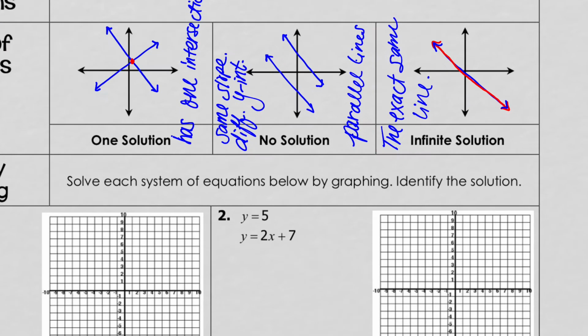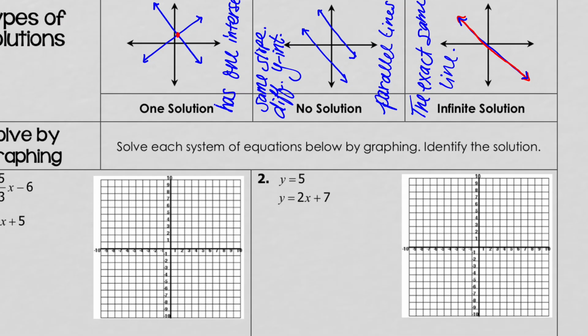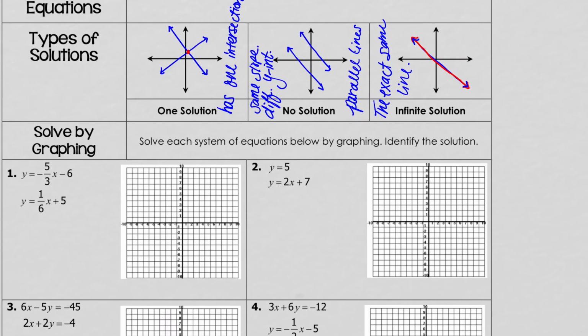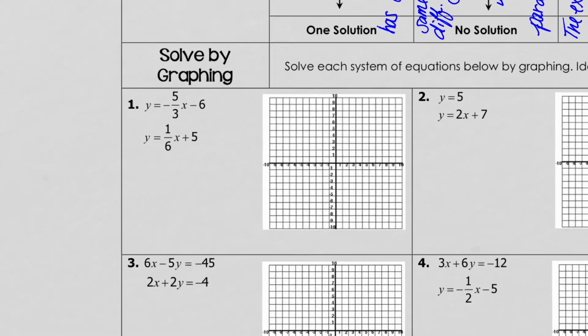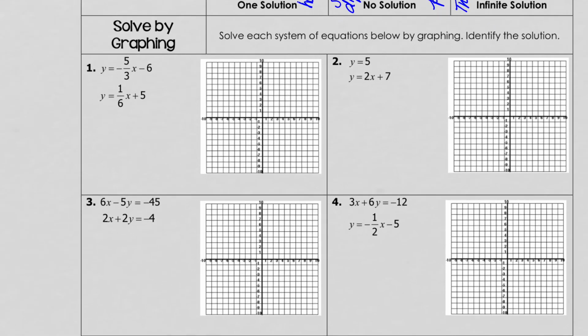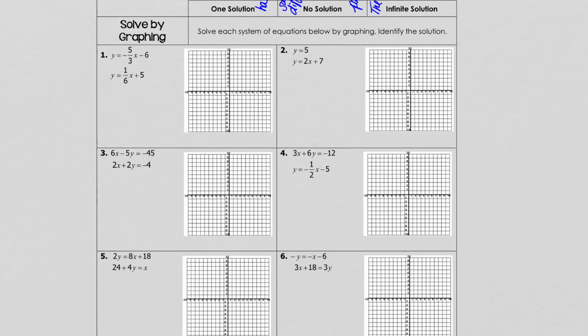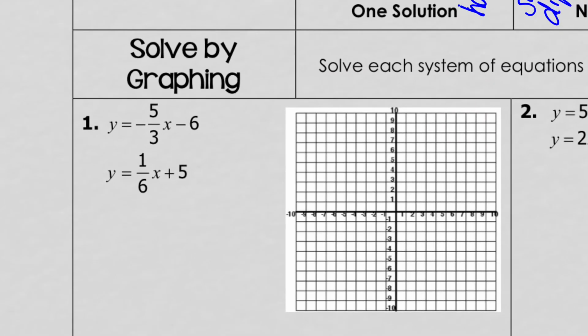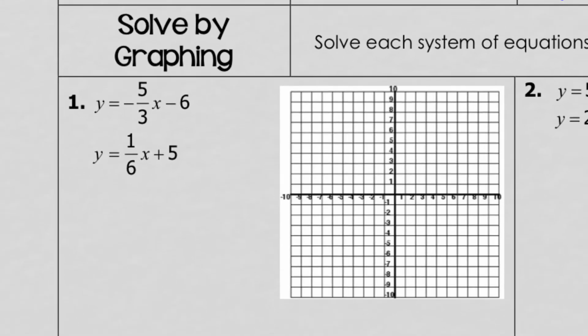Okay? So, we're going to solve each of these systems down here by graphing, and then we're going to identify the solution. So we'll identify if it has one solution, no solutions, or infinite solutions. Okay? So, number one, I think I'm going to do 1 through probably 3, and you guys are going to do 4, 5, and 6. Okay? So, number one is pretty simple compared to some of the other ones.